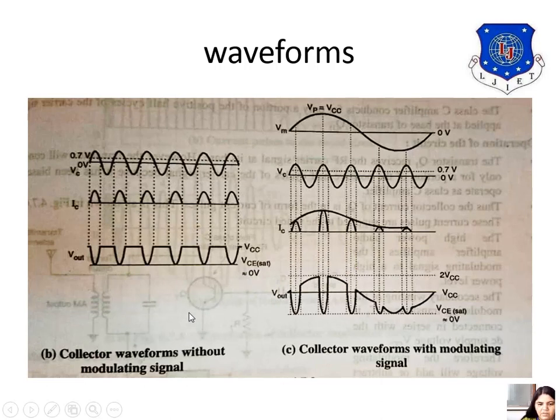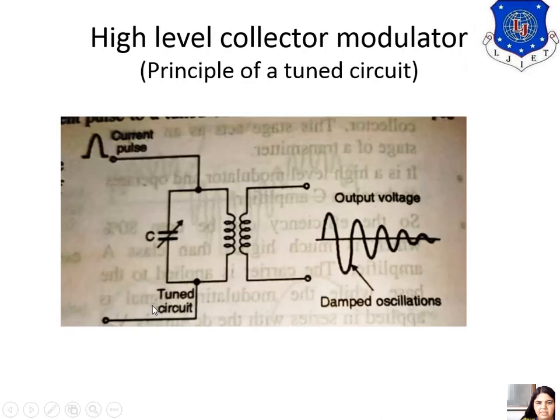Now we will learn about the next topic, the high level collector modulator. Behind the high level collector modulator there is the principle of the tuned circuit. Here you can see the diagram of the tuned circuit. The property states that whenever we apply current pulses to this tuned circuit, it will generate damped voltage oscillations at the output.